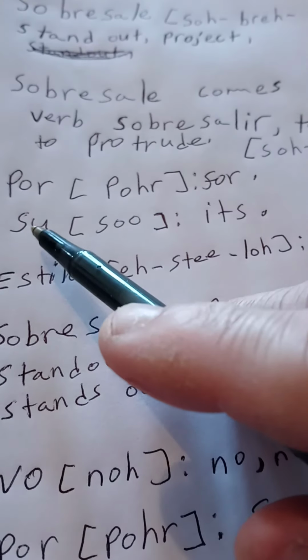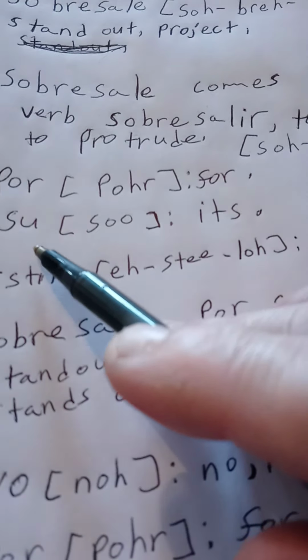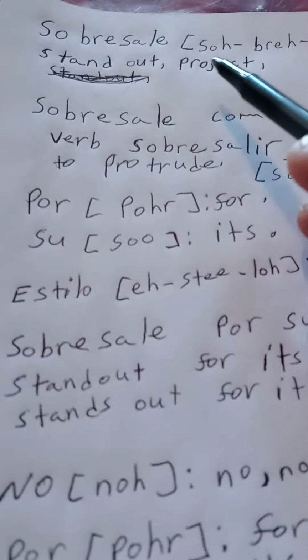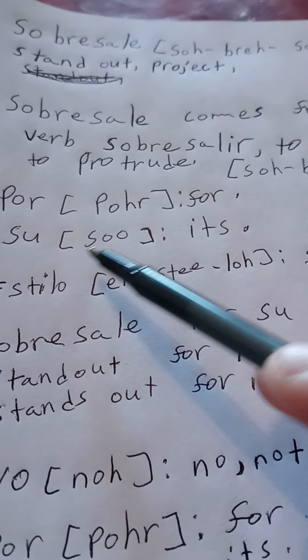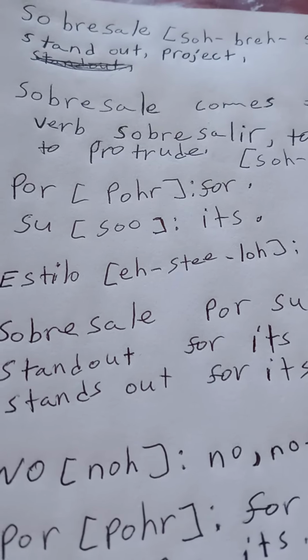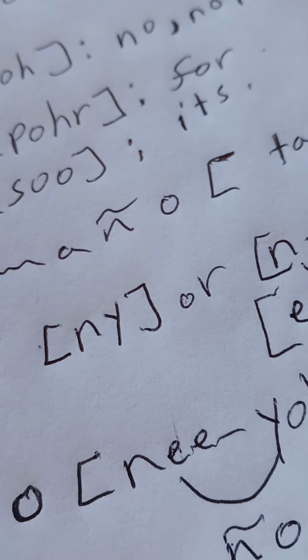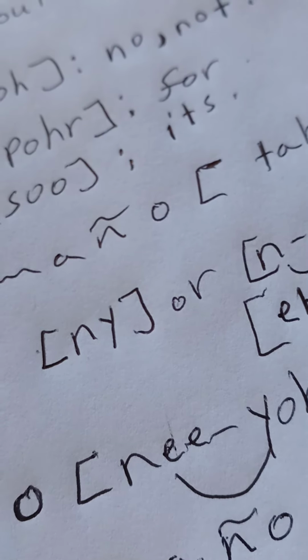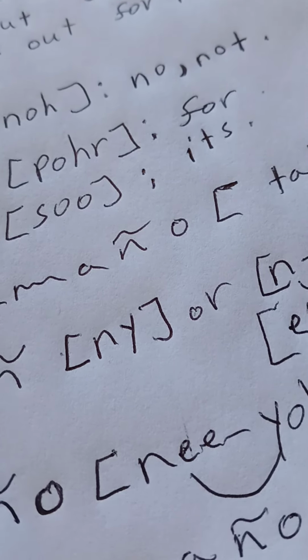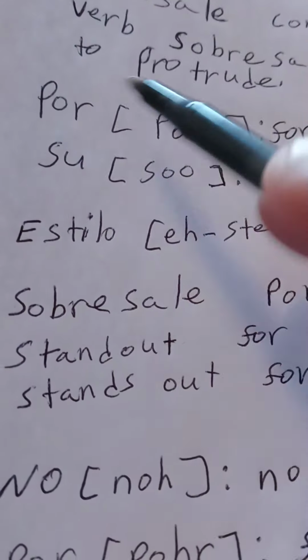Por. Then S-U, su, is for its, I-T-S. So far we've got sobresale, stand out. If you put it together, por su is for its. I write it down here. Put por and su together, for and its, and you get por su, for its.